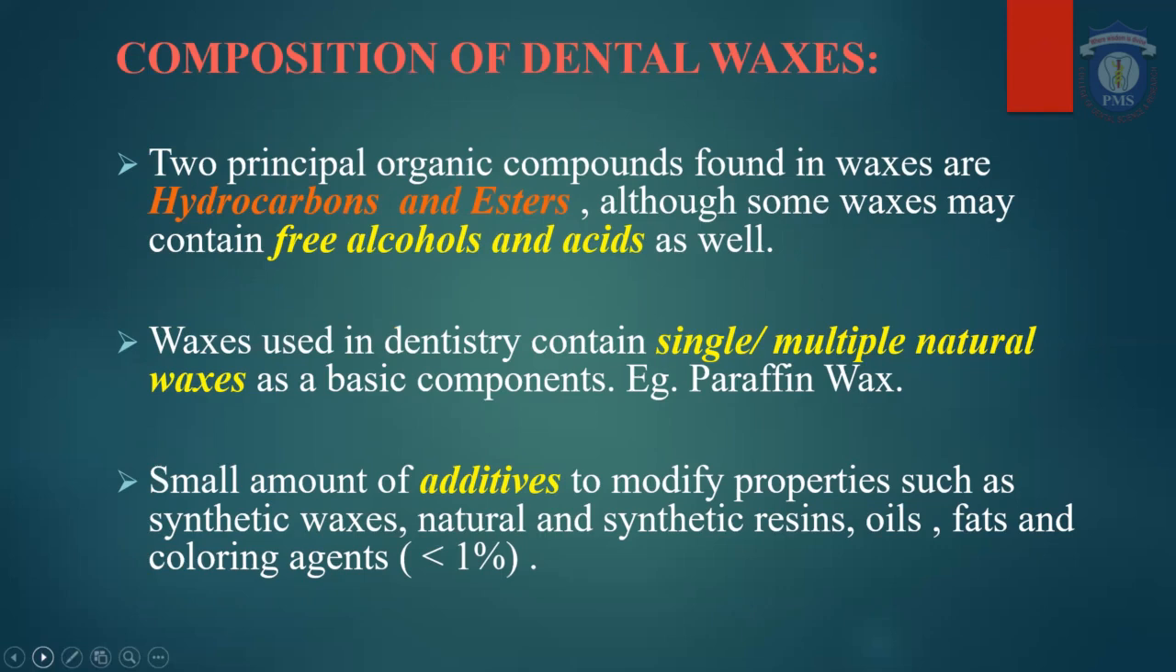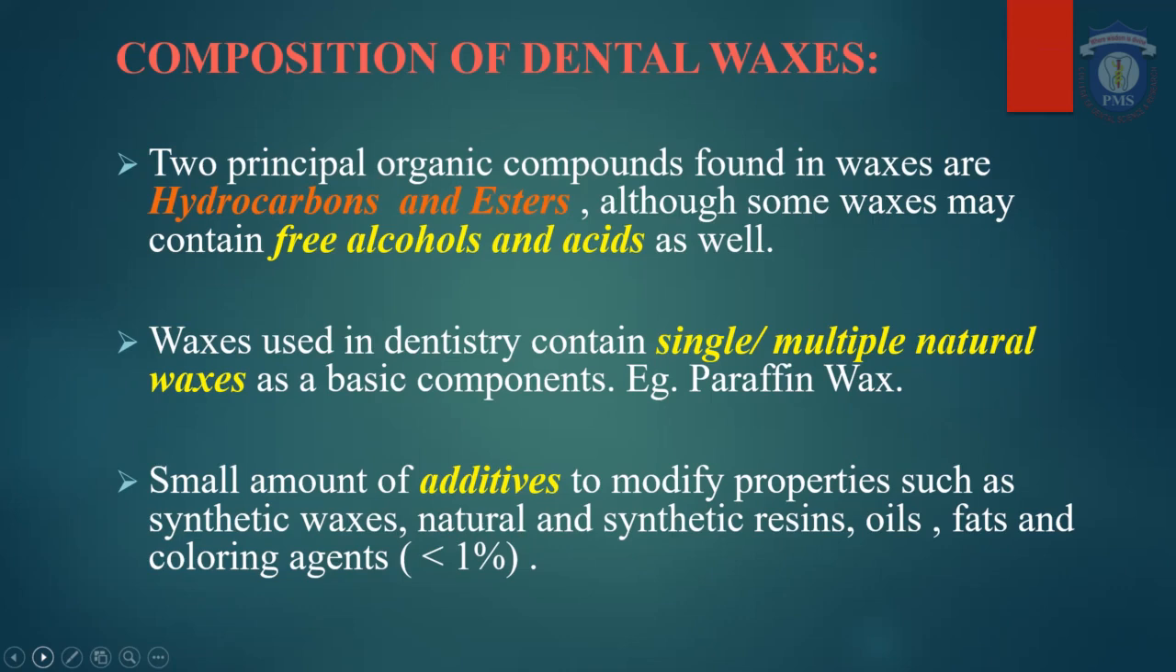Okay. Now the waxes used in dentistry, when we look at them, we find that they all have a basic component or a foundation that is composed of natural waxes, to which we can add some minor additives. Okay, so the basic or major component will be a natural wax that can be either a single natural wax or a combination of natural waxes, to which some additives will be added. So, for example, paraffin wax. Most of the waxes used for dental applications have paraffin wax as a basic component. So, waxes used in dentistry contain single or multiple natural waxes as the main basic components.